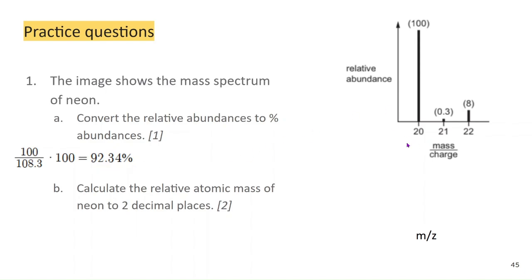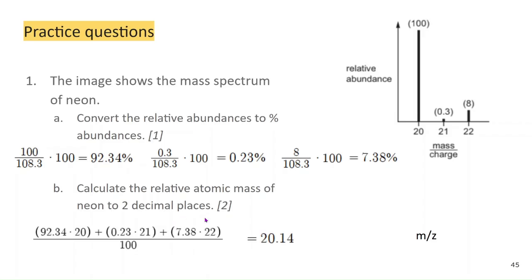So that means that neon 20 is 92.34%. Neon 21 is 0.23%, and neon 22 is 7.38%. So you needed to do this first, right? Because we need these percentages. Then we can use those to calculate our relative atomic mass. So plug all those into our formula, and you will get 20.14.